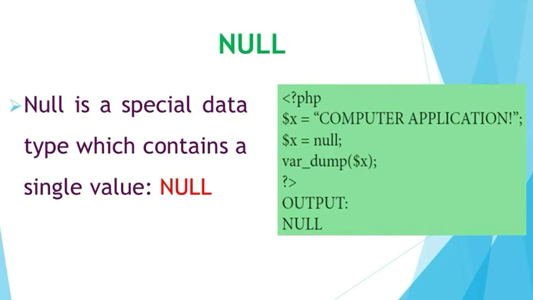Because x equal to computer application means the computer application value will be stored in the x variable. After that, again you are creating the same variable x is equal to null. So the null value will be stored in the x variable. Okay. The new value will be stored in that variable, that is null. So null will be printed on the output screen.